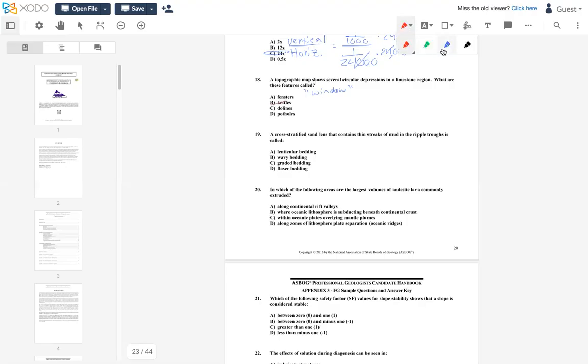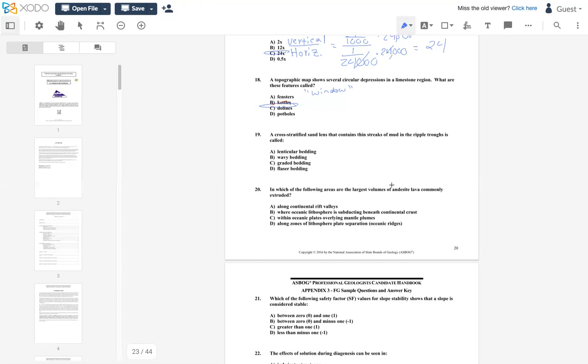A doline, like I said, was a sinkhole, and sinkholes are notorious in limestone regions. So I'm going to say C. I'm not even going to consider D. Plus, I know that occurs in riverbeds. So very confident C is our answer for an 18. Okay.